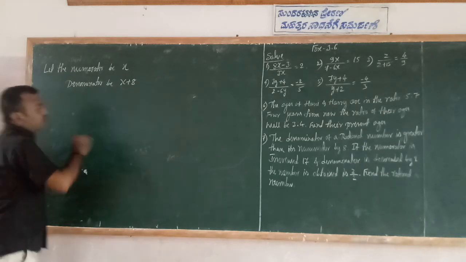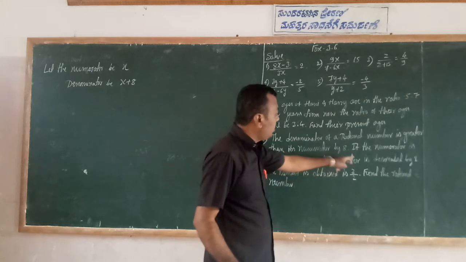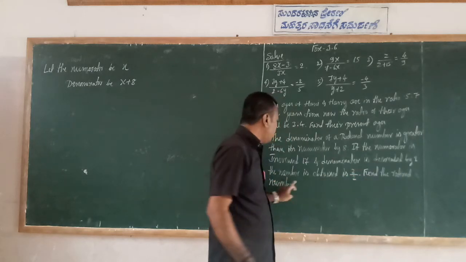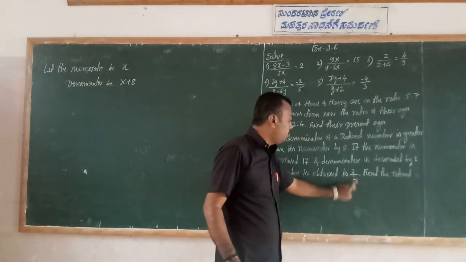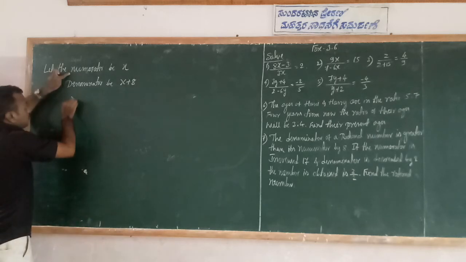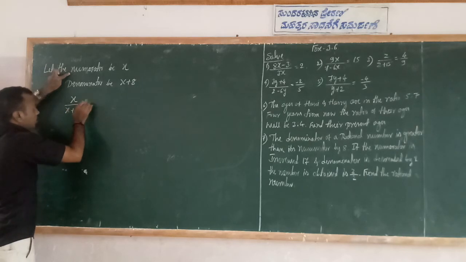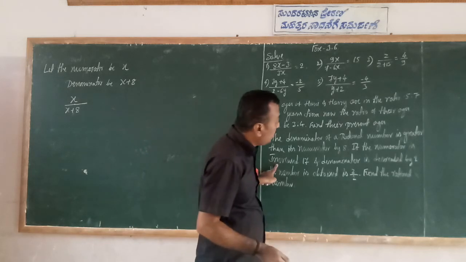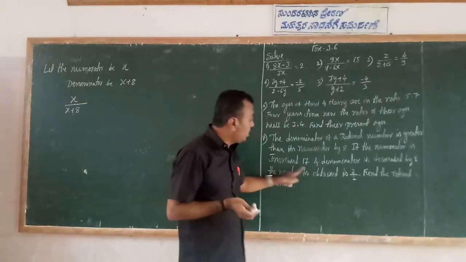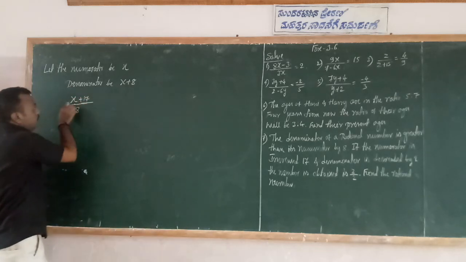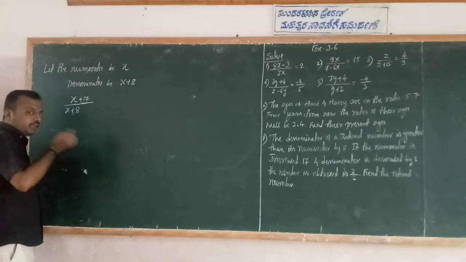Next, if the numerator is increased by 17 and the denominator is decreased by 1, then the number obtained is 3 by 2. See students, I will write in the numerator. What is the numerator? This is x by, what is the denominator? x plus 8. Then if the numerator is increased by 17, that's why I will add plus 17 to the numerator. Increased means plus, decreased means minus.